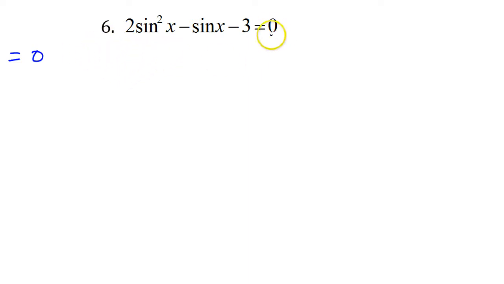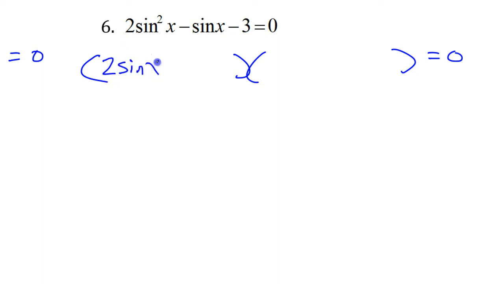Now, we already have 0 on one side, so let's go ahead and factor this. This looks like it's going to be factorable. So I'm going to set up for a binomial times a binomial. 2 sine squared x can only factor as 2 sine x times sine x. Now I skip over and look at the 3. Ignore the negative sign for a minute. 3 can only factor as 3 times 1.